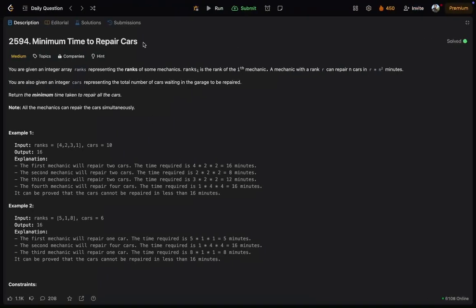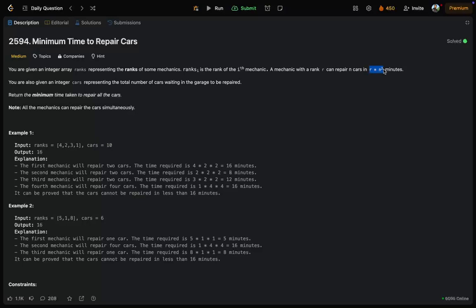Here we go. We have a question, minimum time to repair cars. You are given an integer array ranks representing the rank of some mechanics. Rank i is the rank of the ith mechanic. A mechanic with rank R means the ith element is the rank R. So that mechanic can repair n cars in r cross n square minutes.